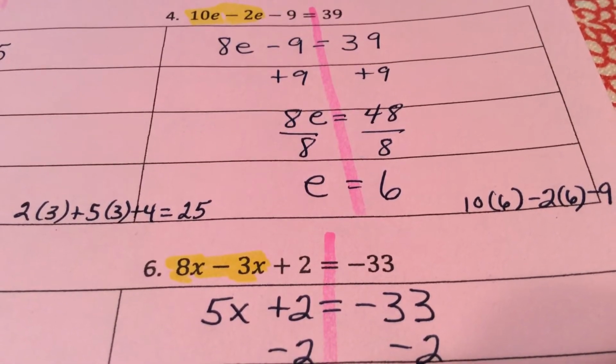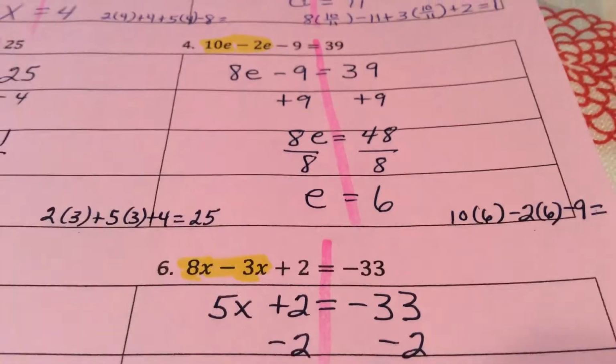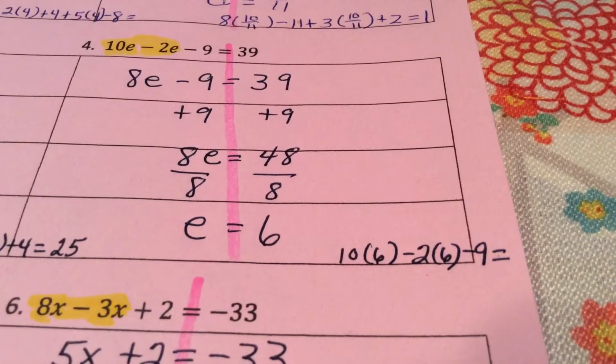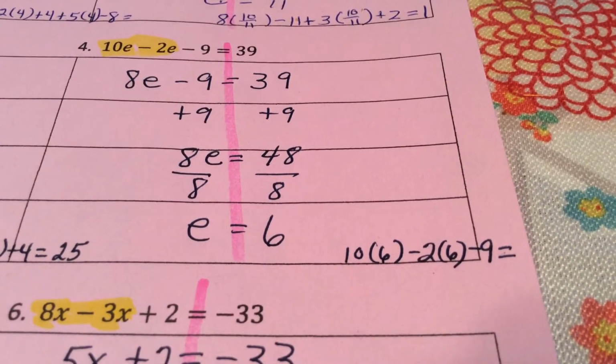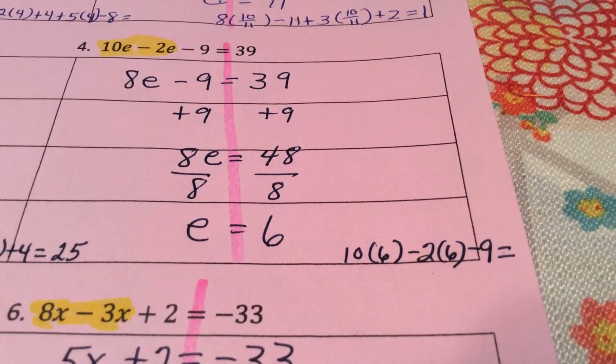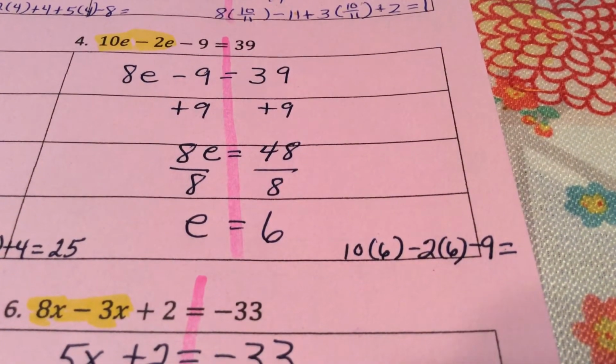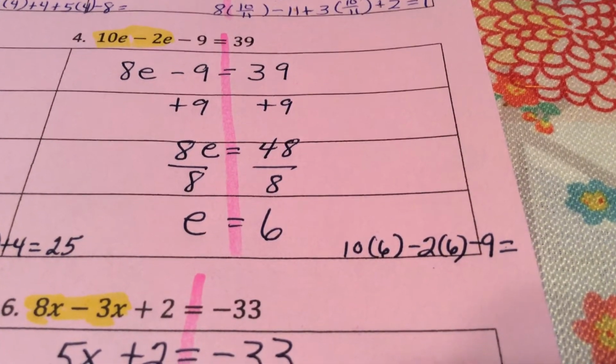Again, put the 6 back into your equation at the top in the space. We're going to take 10 times 6 minus 2 times 6 minus 9. When you put that into your calculator, you should get 39.